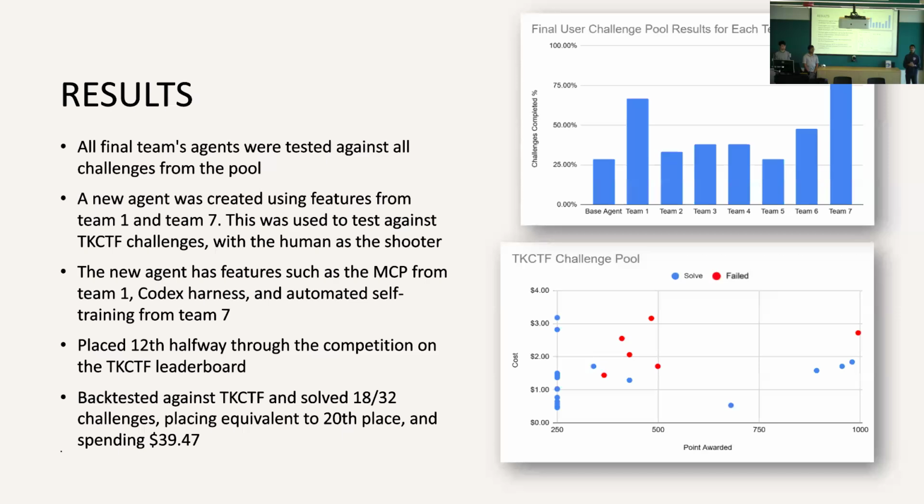the problem suite and get a comprehensive view of what it would have actually solved if we let it fully run out. So we did that, and we found that it solved 18 out of 32 challenges, which would have been equivalent to 20th place at the very end of the competition. It spent an equivalent of $39.47. We found this because Codex will give us a token count usage after it runs, and then we use the API pricing in order to convert it to an actual cost, even though we didn't actually get billed that.